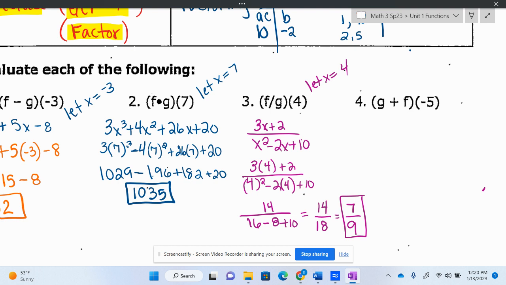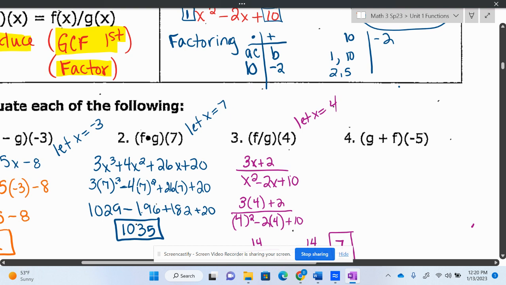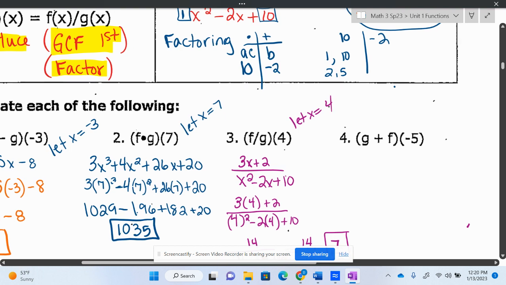What about the last one? Did we take the g function and add it to the f function? Yeah, when? It was the first thing that we did. We just wrote it as f plus g. Good job. I was just trying to trick you.